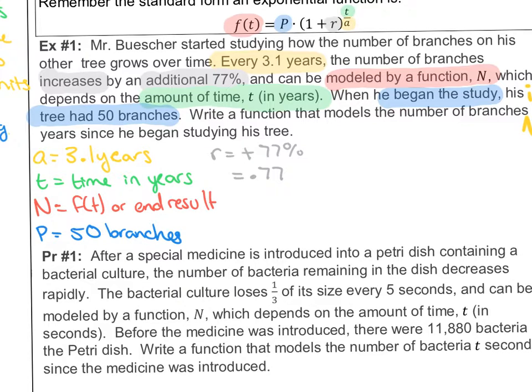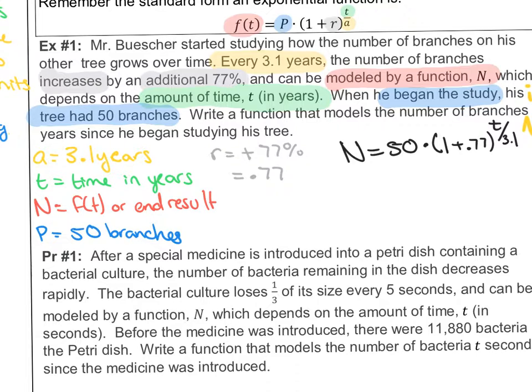Okay, so now we have all of our pieces, and we can put this together as our function. We know our f of t is our n. So we have n equals, and then we have our p, 50 branches. So n equals 50, and then we're multiplying that by our 1. Never forget your 1 because you need to account for that initial amount, plus our r, 0.77, and then we don't know what t is, we just know it's some kind of t. T divided by our a, which is 3.1.